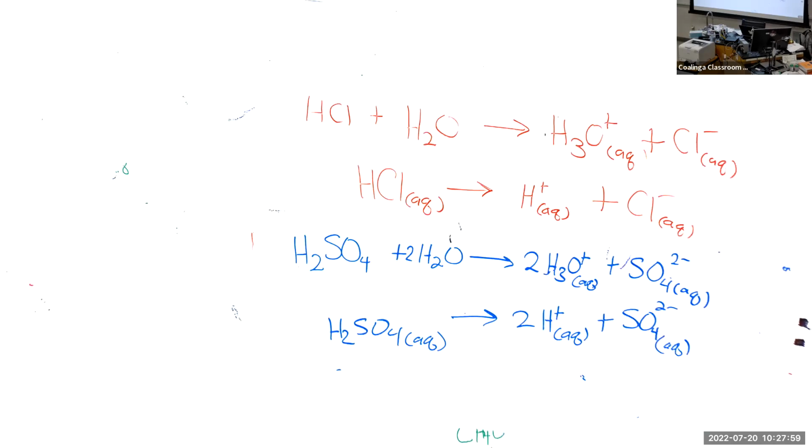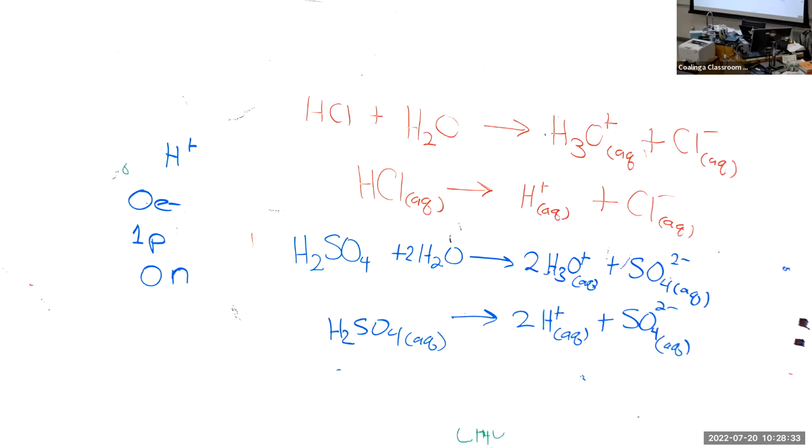Protic means proton. So if we look at H plus, how many electrons does H plus have? None, right? It has no electrons. 0 electrons. How many protons does it have? It has 1 proton. And how many neutrons does it have? No, it has 0 neutrons. So it's called a proton.